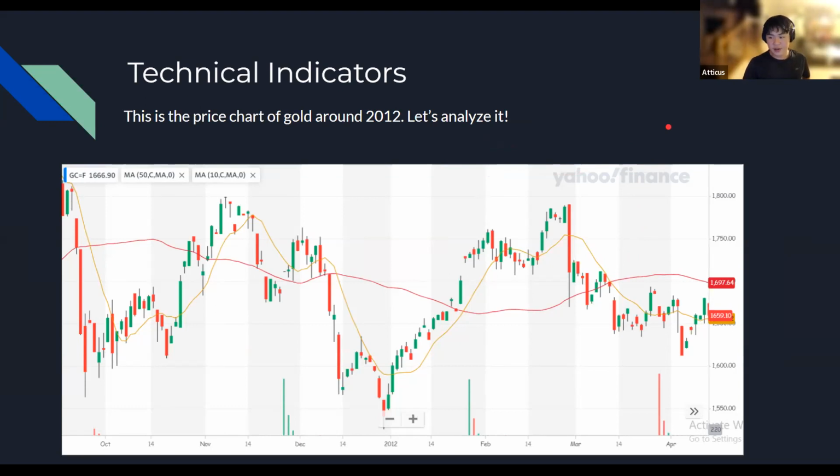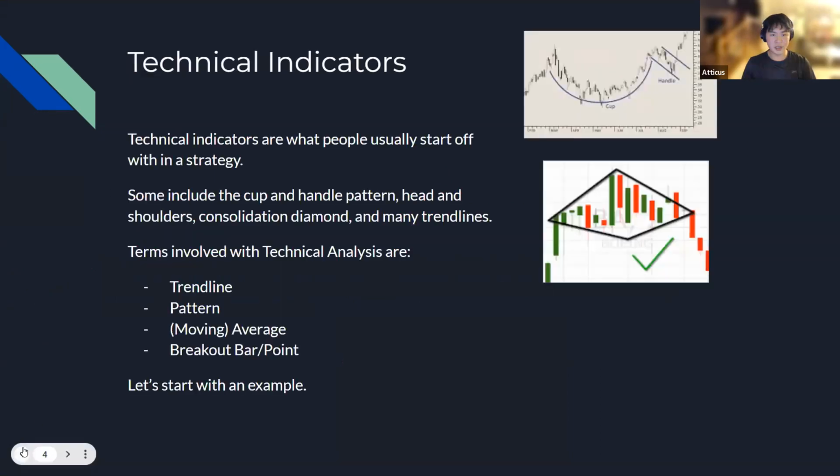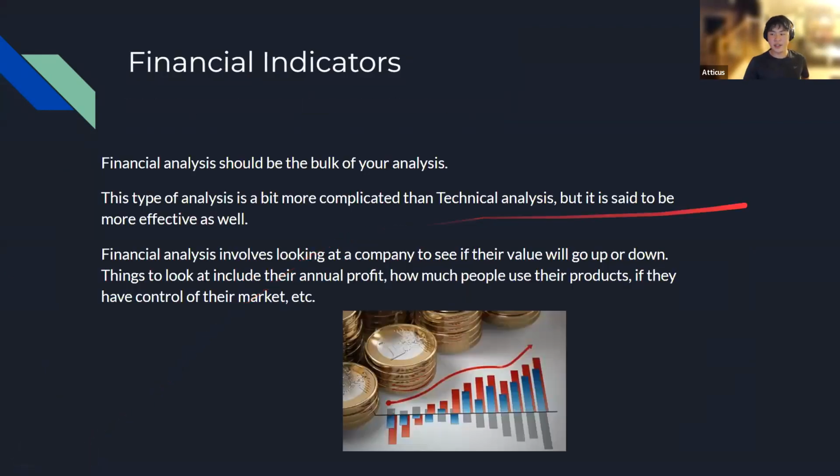So next up, if you guys don't have any questions, we have financial analysis. It should be the bulk of your analysis, from 80 to 85%. That number may be useful. Similarly, technical indicators should be around 10 to 15%. This type of analysis is more complicated than technical analysis, but it is said to be more effective as well. I personally cannot vouch for either of them. I think both of them are equally good. I've used them both. They have produced very good results.